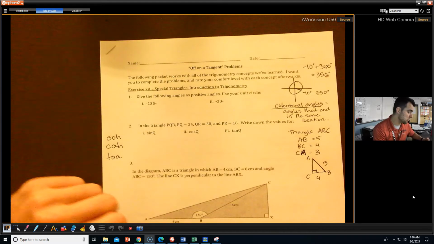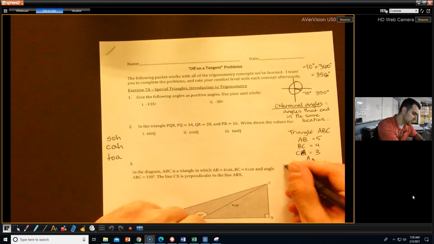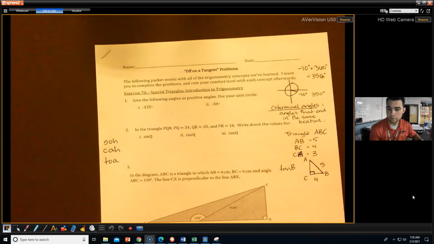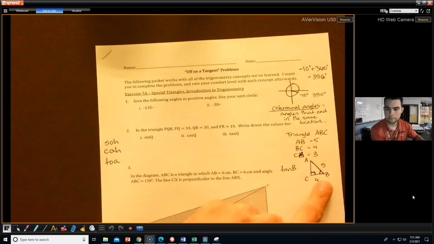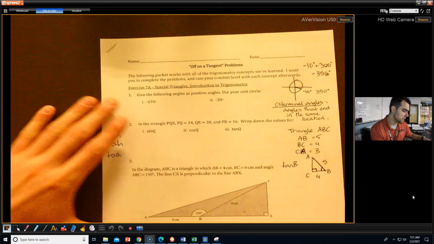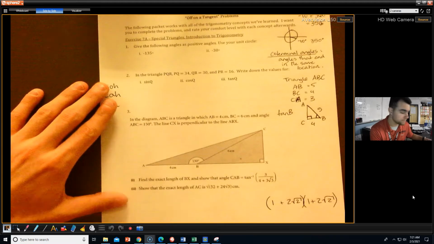Then if it wants cosine of Q, it wants it at angle Q. So this one might say tangent of B. What's tangent of B? You have to construct your angle right here at B, and then ask, what's the opposite over adjacent? What's the TOA? That'll be AC over BC. And that's all there is to it. You don't have to reduce. I'm not picky on that.